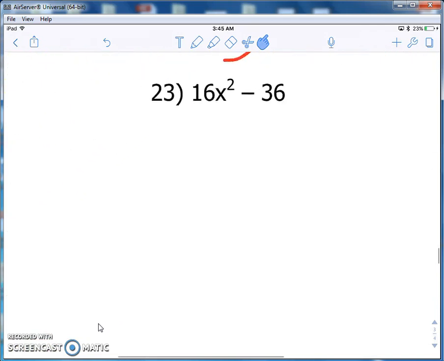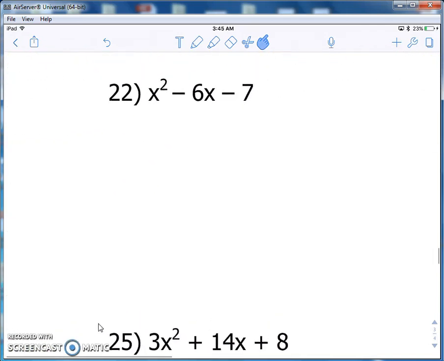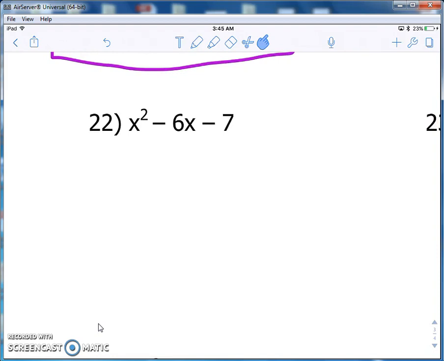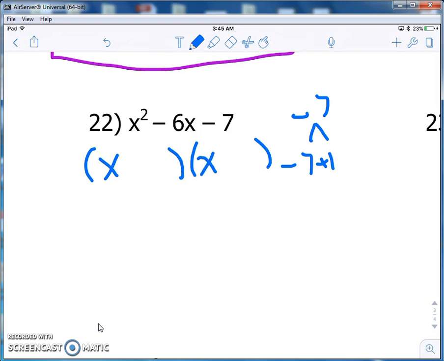Alright, running out of time again. We may not get all this done. Okay, I'm going to try to move a little faster, so you definitely might need to be quick on the pause button. 22, this is a 1x squared. This is one of our easier ones. Factors of -7 that add to be 6: -7 and 1. -7 plus 1. So these are the easy type, two sets of parentheses, x in front. Fill in those numbers. And that's it.